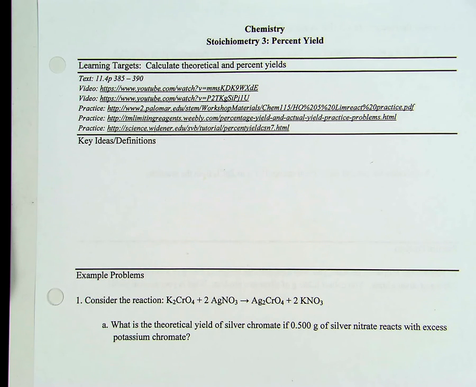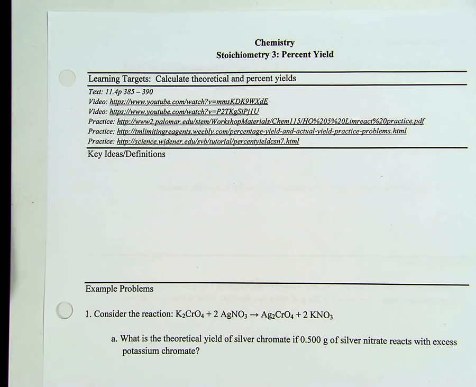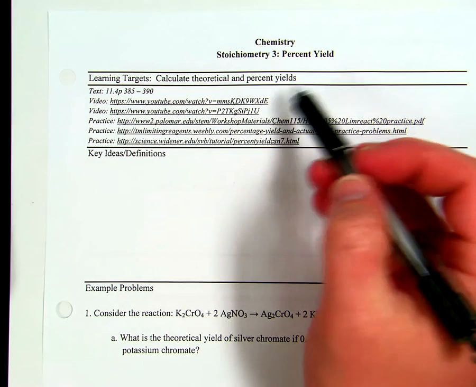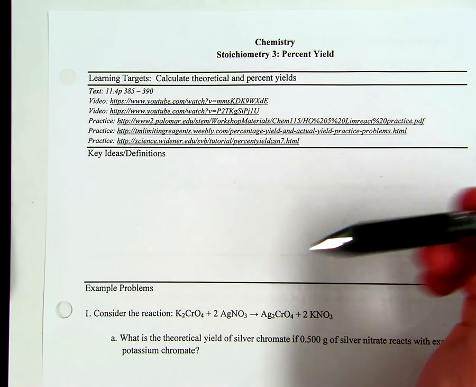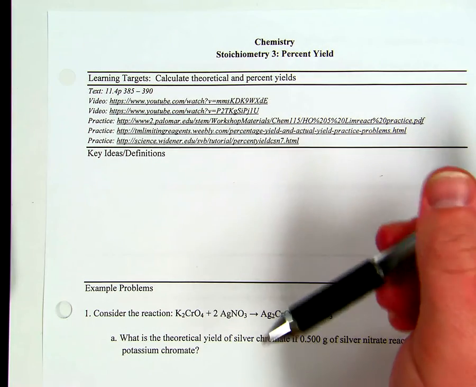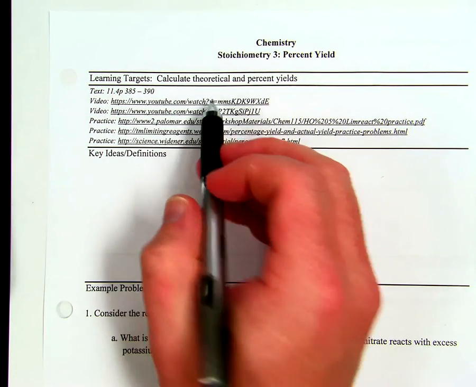This is the third and final video in the stoichiometry unit. You can see there's just one learning target here. We want to be able to calculate theoretical and percent yields. As far as key ideas and definitions, just three definitions here dealing with the learning targets.